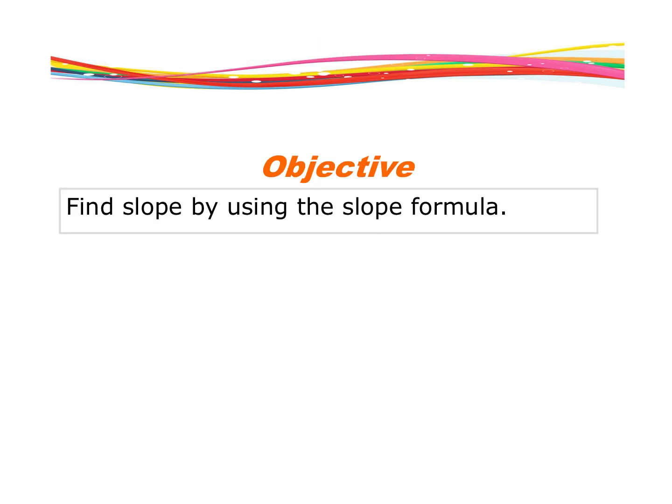So by the end of this class, you should be able to find the slope by using the slope formula. We're going to see it later, but the slope, we're going to be referring to it as the letter M.